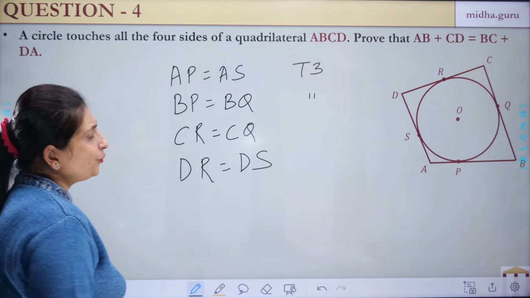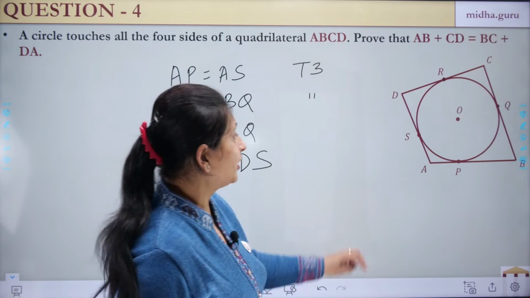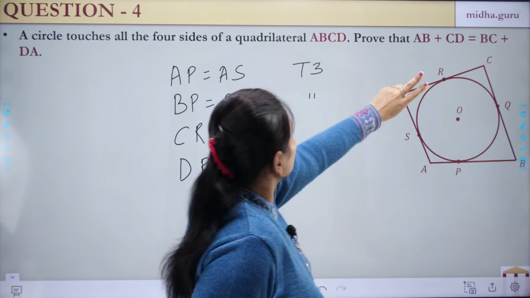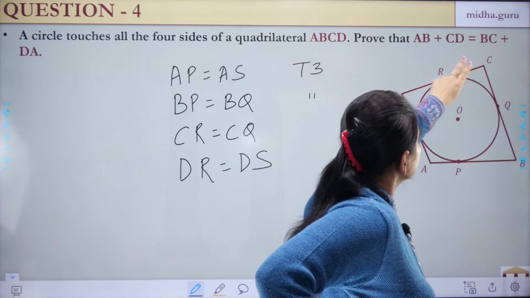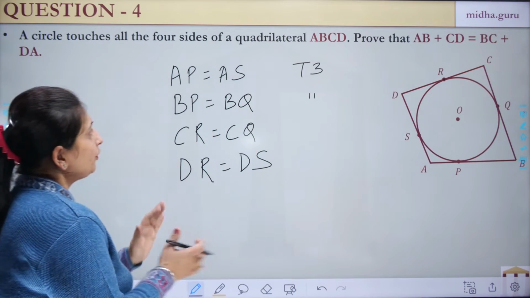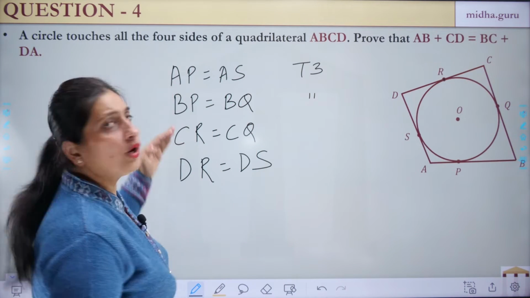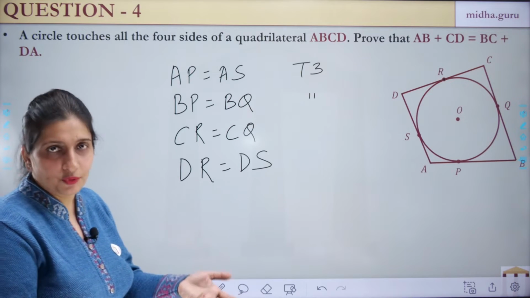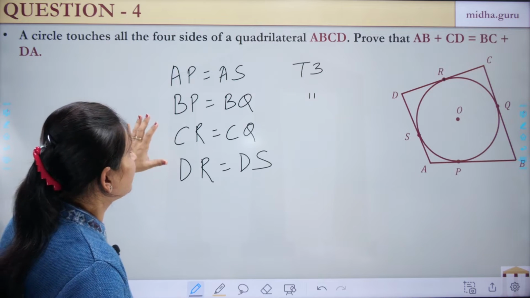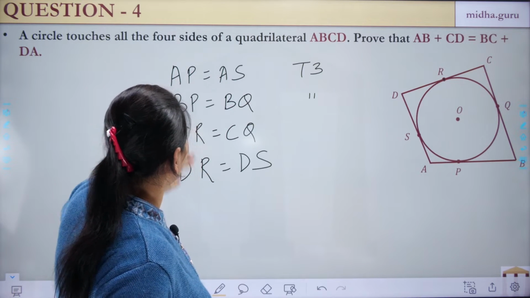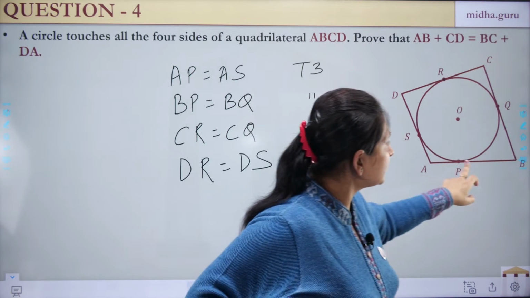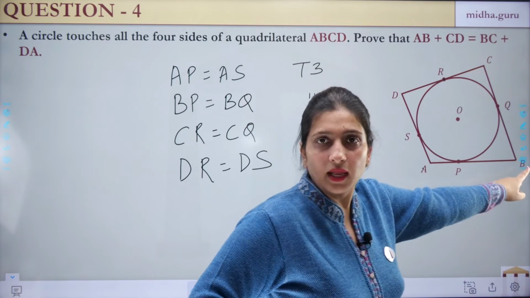See, what we have to prove, just see it very carefully. We have to prove AB plus CD is equal to BC plus AD. What we'll do, we've got 4 equations. Okay, add all these 4 equations. We just see what we'll get if we add all the 4 equations. Now see, if we add all the 4 equations, just AP plus BP plus CR plus DR. Let us see what is AP plus BP. Yes, we are getting AB.